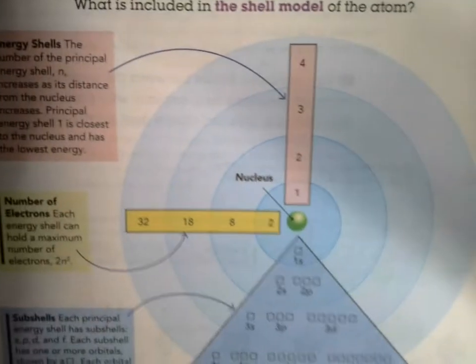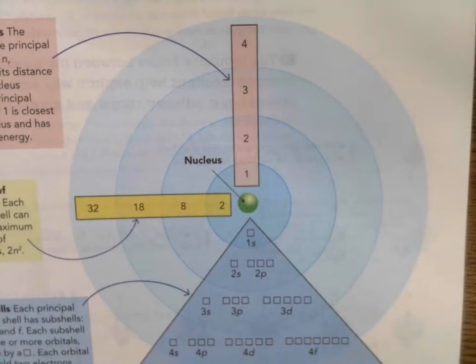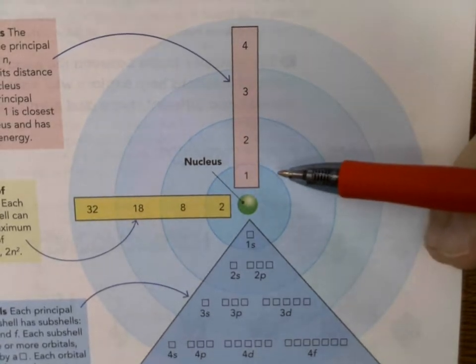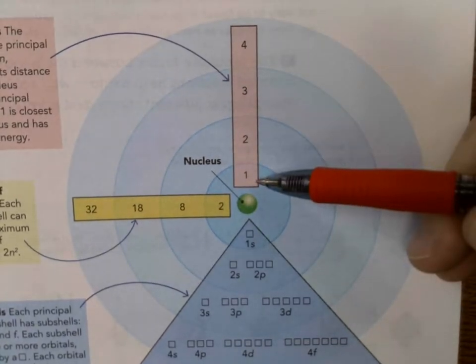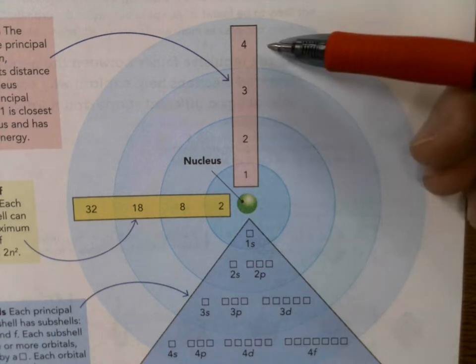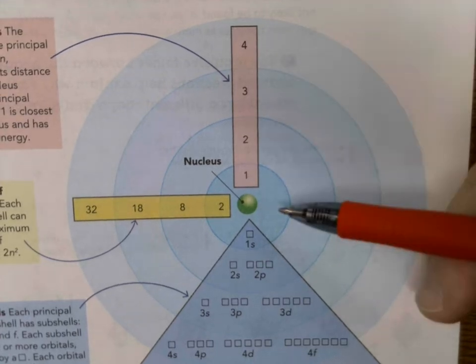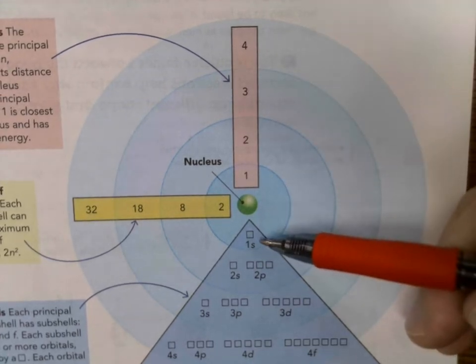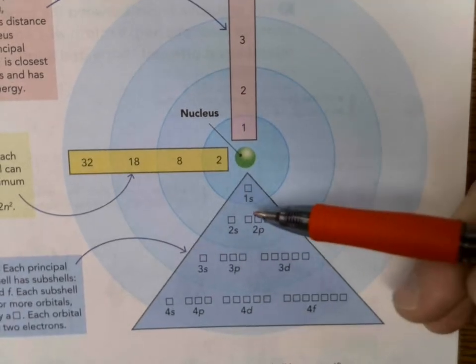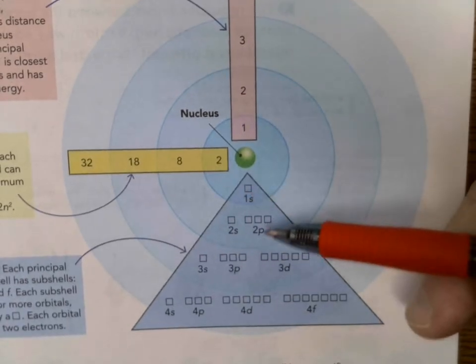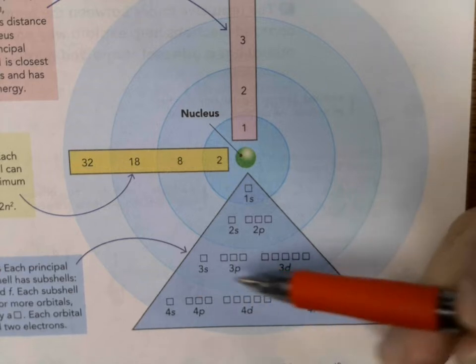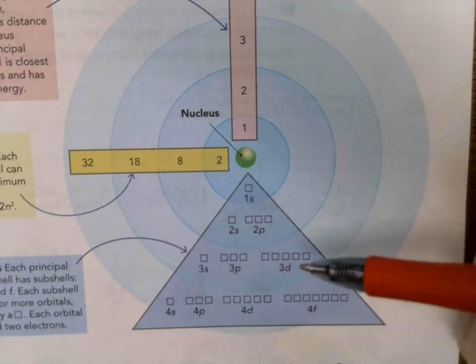If I have this shell model, the big thing I want you to take away from this video is that electrons are going to want to fill at the lowest energy levels, 1, 2, 3, and 4. Inside each one of these energy shells, we have subshells. And there's a pecking order within them. So you got to fill the S before the P before the D. So you work your way across, and you have to fill them in as you go.